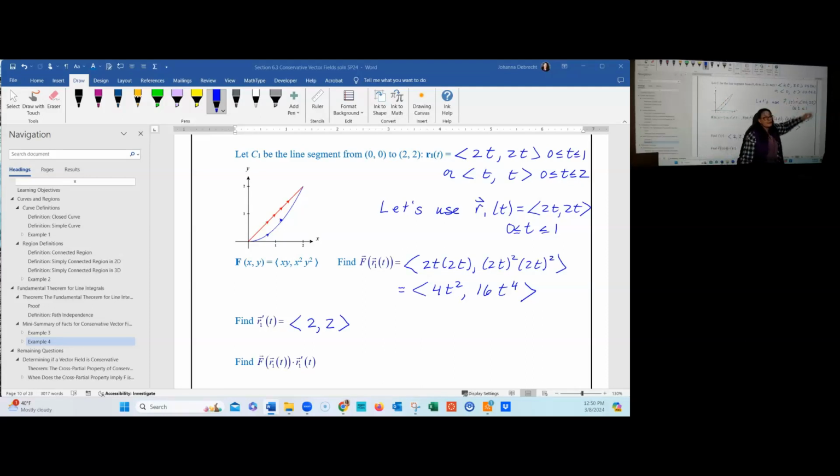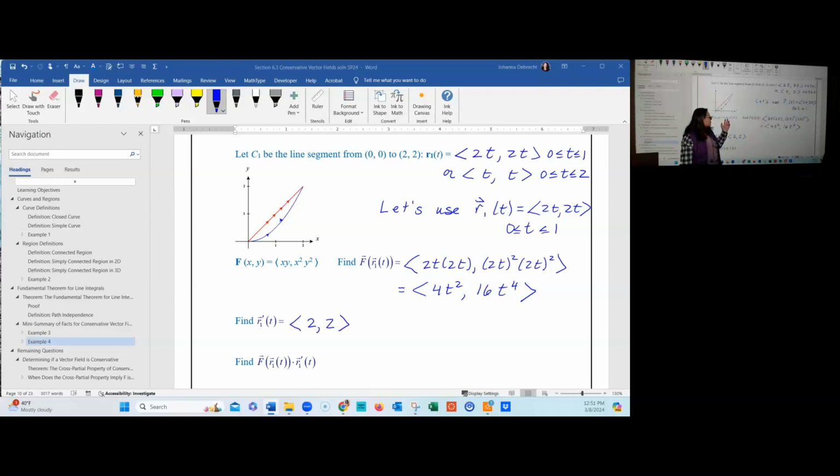That, however, would vary the parameter from 0 to 2. Both will work. Both are equally as good. There's not any advantage to one over the other. I chose to use 2t, 2t, t between 0 and 1. It makes my limits of integration simpler, but it makes my functions a little bit more complicated with a constant. Now I need to find the vector field composed with the parameterization, f of r of t.